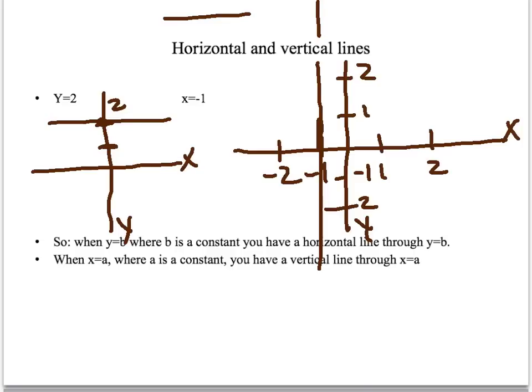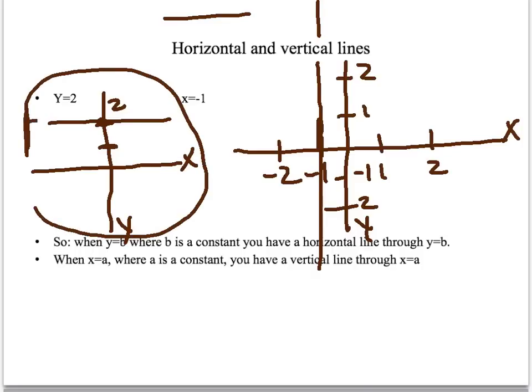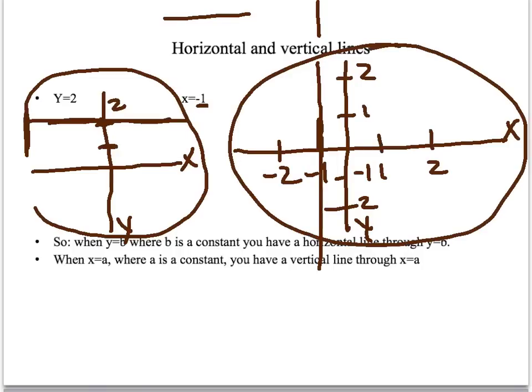So, when y equals b, where b is a constant, and by a constant I mean just a number, you have a horizontal line, just like we did here. Our b was 2. I had a horizontal line through y equals 2. When x equals a, where a is a constant, you have a vertical line through x equals a. Same deal here. My a was negative 1, and I had a vertical line through x equals negative 1. So that's how you draw horizontal and vertical lines.